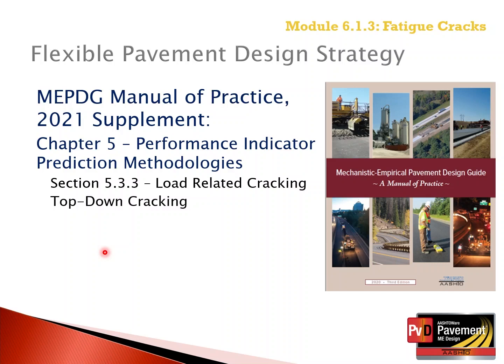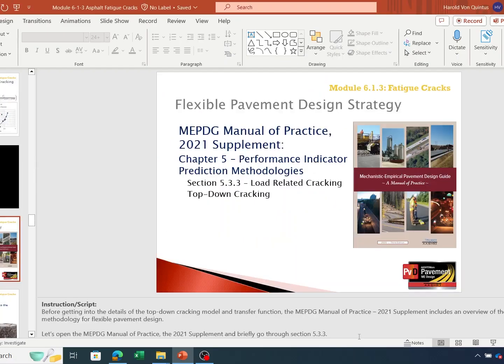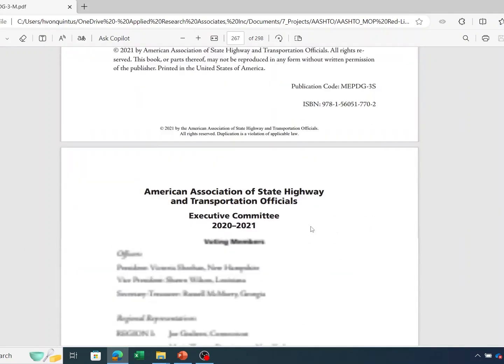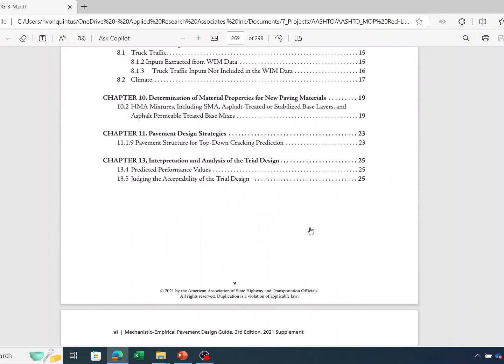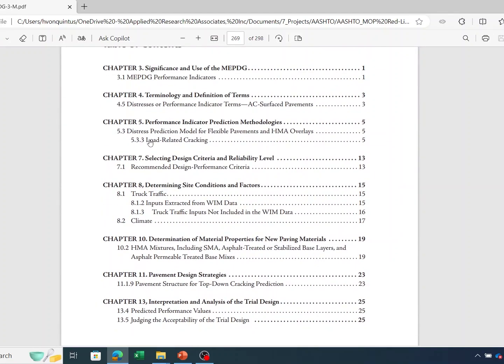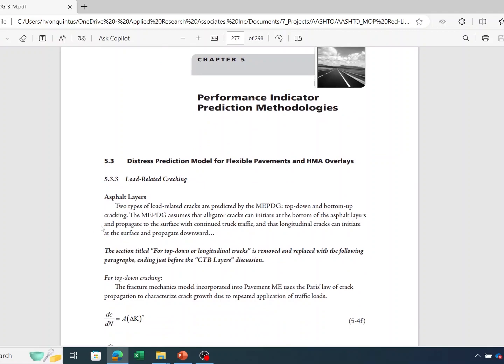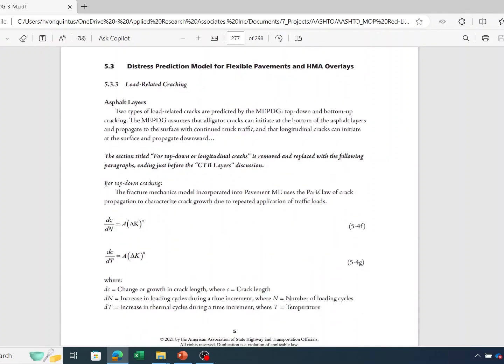So now let's open the MEPDG Manual of Practice, specifically the 2021 supplement, to briefly go through the new section 5.3.3 on top-down cracking, under load-related cracking. The load-related cracking, fatigue cracking, specifically top-down cracking, is what was changed for the 2021 supplement.